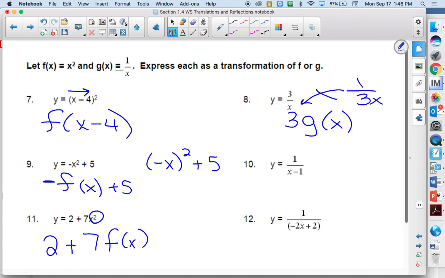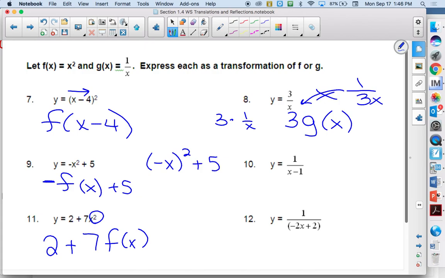So this is not equal. However, if I had 3 times 1 over x, that means the same thing, because you're taking 3 times 1 over x, or 3 over x. They mean the same thing. Any questions? So looking at number 10.